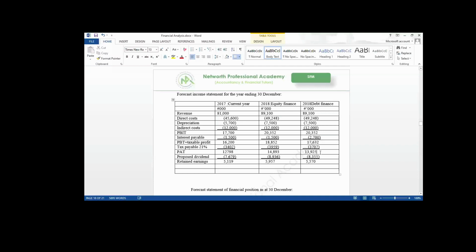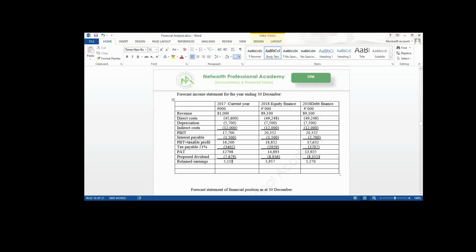Check under debt financing. Profit after tax is 13,925. Compute 60% of this. That is your dividend payout: 8,355. In case you are looking at the question again, proposed dividend. Now, please note, we have not paid dividend. So payment of dividends will happen in your statement of cash flow. We have just proposed it.